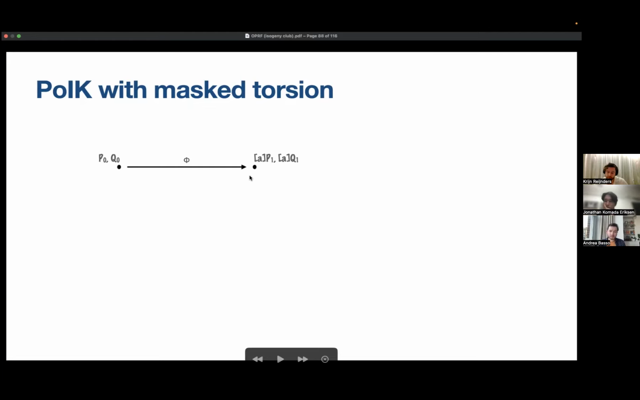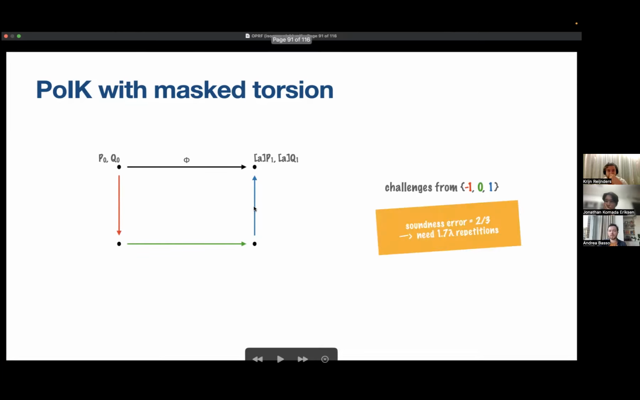And not only are they masked by a scalar, but we also want to prove that they are masked by the same scalar. So the idea to construct such a proof is, once again, we build an SIDH square, and we use ternary challenges, one corresponding to each side of the square, so that the soundness error is about 2/3, which means we need to repeat this several times. But this is similar to many other proofs of isogeny knowledge.